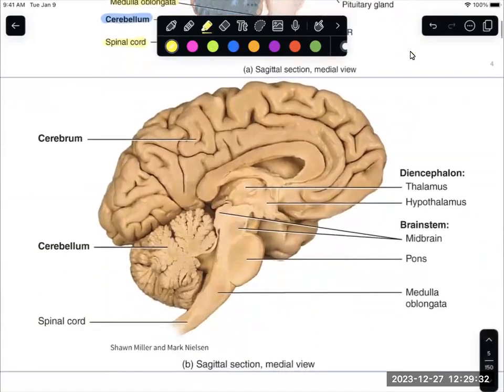So here's a real brain that's been sliced in half. We can see the medulla oblongata, pons, midbrain for the brainstem, the diencephalon, thalamus, hypothalamus. Back here would be the epithalamus. It's just not listed. We have the cerebellum and the cerebrum again.